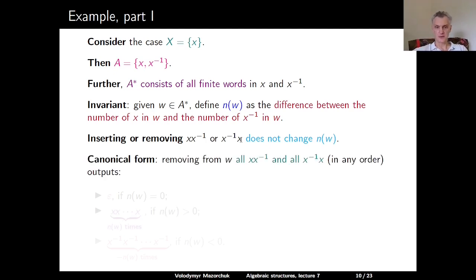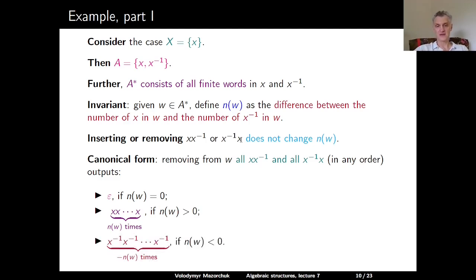And now we can produce a canonical form. So if we start from some word W and we remove all x x inverses and all x inverse x's until we don't have any of them anymore, the final thing will have one of the following three forms. It might be an empty word if n of W is 0. It will be a collection of x's if n of W is positive, and then the number of x's will be n of W. Or it can be a collection of x inverses if n of W is negative, and then the number of x inverses will be minus n of W.